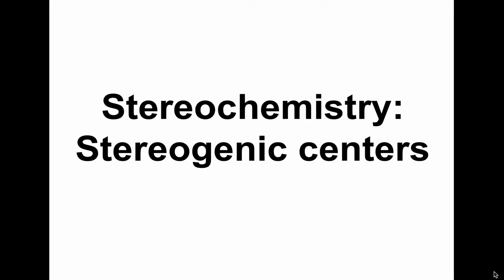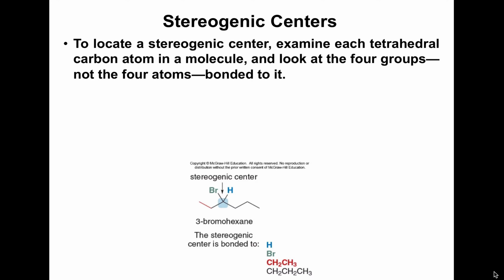A stereogenic center must fulfill two conditions. The first one, it must be an sp3 hybridized atom. You know that sp3 hybridized atoms have a tetrahedral shape, so I will use either of those two terms from now on. And the second one is that it has to be connected to 4 different groups.